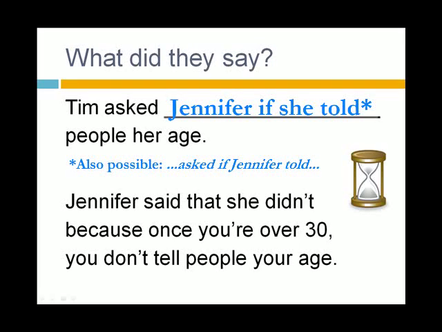Note in Jennifer's answer there wasn't a shift of verb tenses in the second half. Once you're over 30, you don't tell people your age. This is because it's viewed as a general truth, a general practice. So it's best expressed in the present tense.